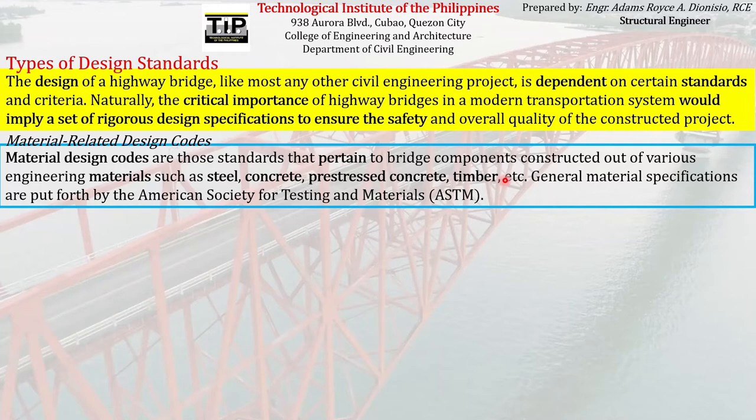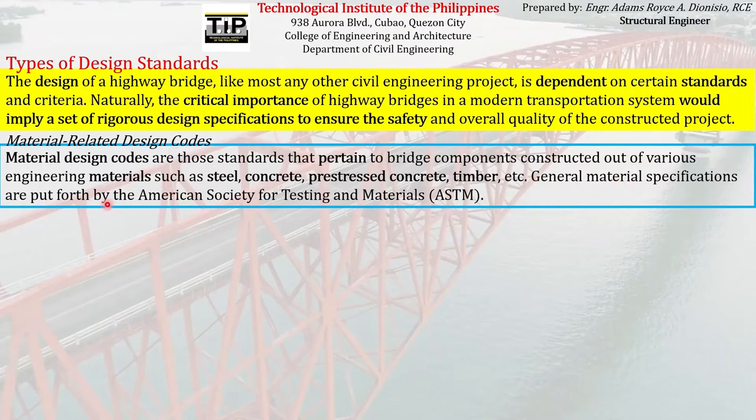These different materials are usually referred to what we call material design codes or material related design codes, wherein these are standards that are usually referred to whenever a certain material is being used in the design of a particular highway bridge project. These materials can be steel, concrete, prestressed concrete, or timber. So whenever you use a particular material on a particular highway bridge project, say for example concrete, you have to refer to the governing material related design code pertaining to concrete material.